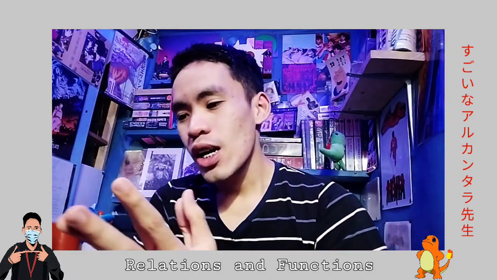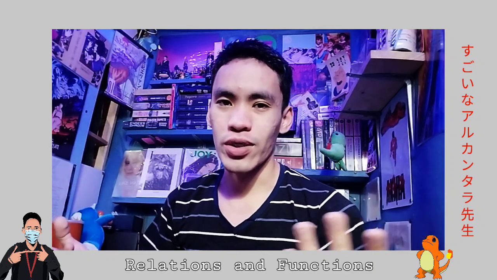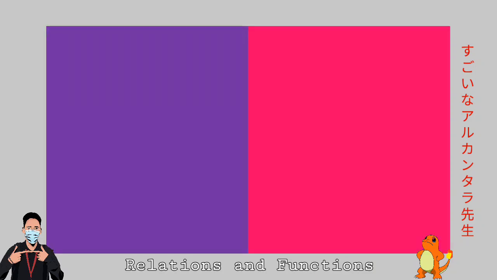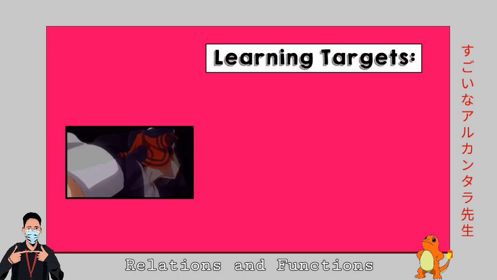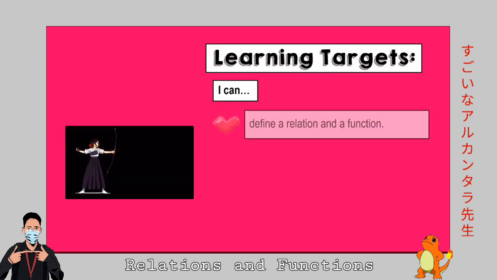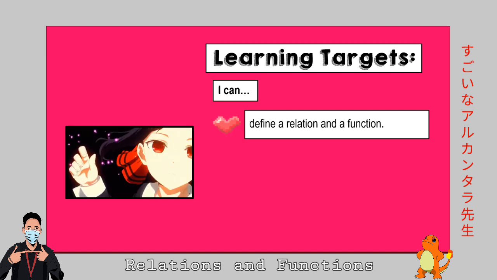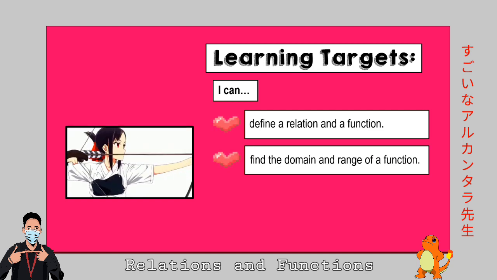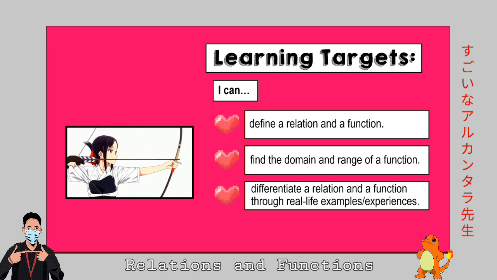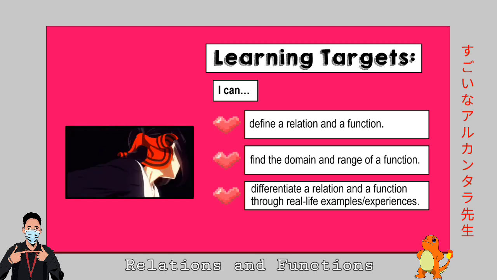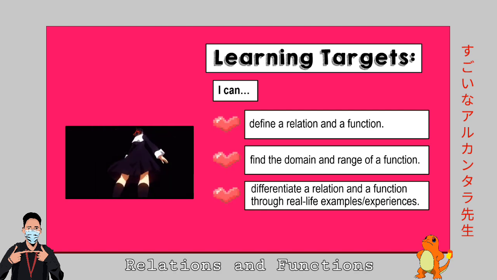So for this first one, what we're going to talk about is none other than relations and functions. Let's start with our discussion. Our learning targets for this specific concept are as follows. First, to define what a relation and a function are, followed by finding the domain and the range of a function, and lastly, to differentiate what makes a relation and what makes a function through real-life examples and experiences. So we're going to discuss all three of those things.